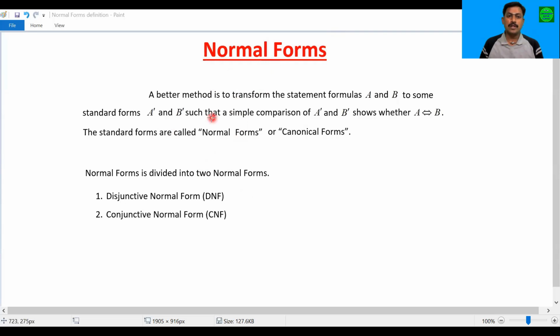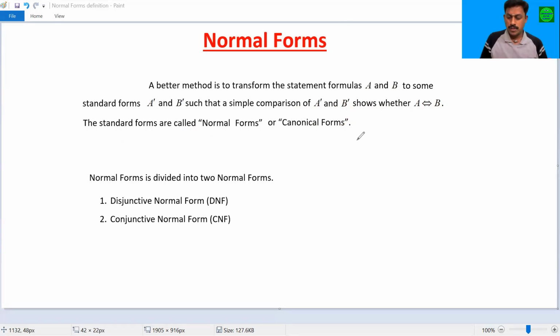Normal forms. A better method is to transform the statement formulas A and B to some standard forms A dash and B dash, such that a simple comparison of A dash and B dash shows whether A is equivalent to B. The standard forms are called normal forms or canonical forms.